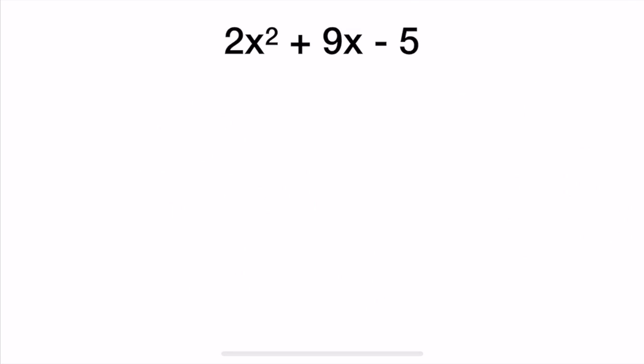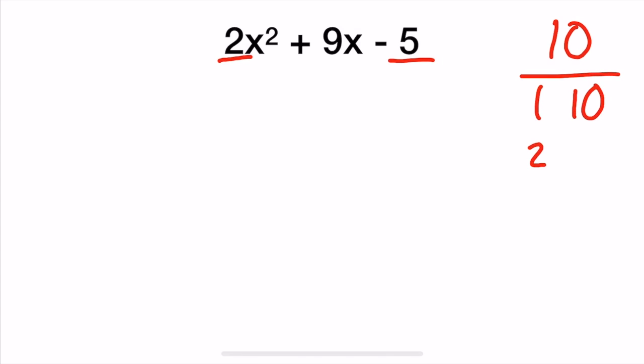All right, for our next one, we're going to do one with a leading coefficient that is not 1. In this case, our leading coefficient is 2, and our constant is 5. So we do 2 times 5, that is 10. So we need two numbers that multiply to be 10 and have a difference of 9. Let's see, 1 and 10, 2 and 5. Of these, the one with a difference of 9 is 1 and 10.